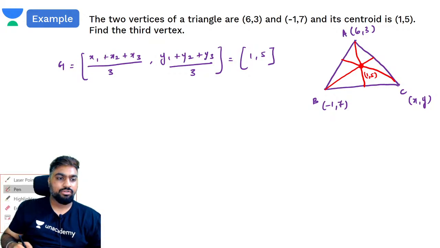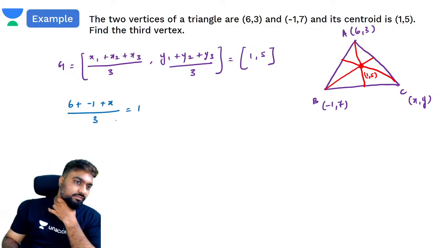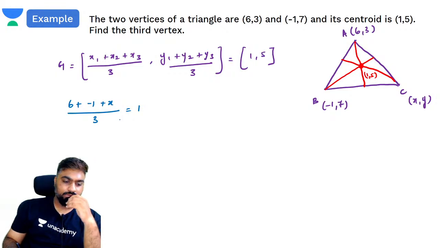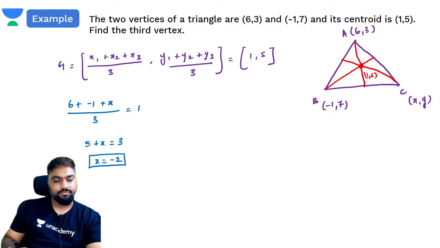तो x1 plus x2 plus x3 is going to be what? x1 जो कि क्या है? 6 plus -1 plus x by 3 is going to be equal to 1. Agreed? Yes, so what is this? You get 5 plus x is going to be equal to 3, or x is going to be equal to minus 2. Agreed everyone? Yes, no?